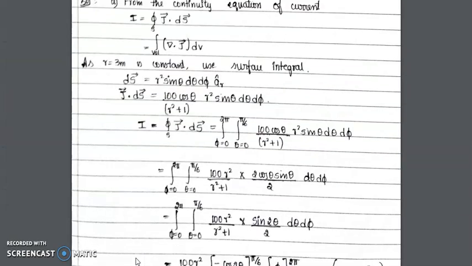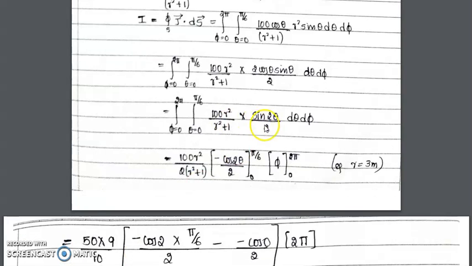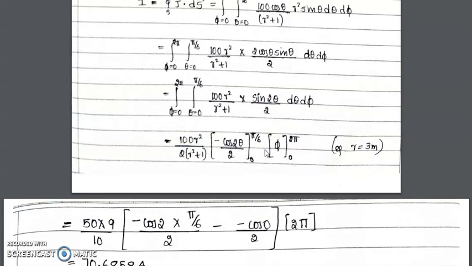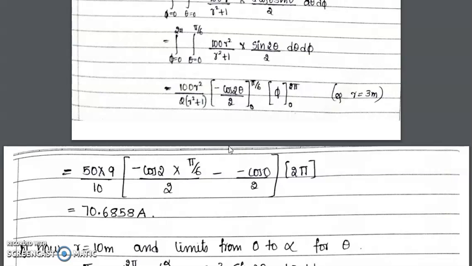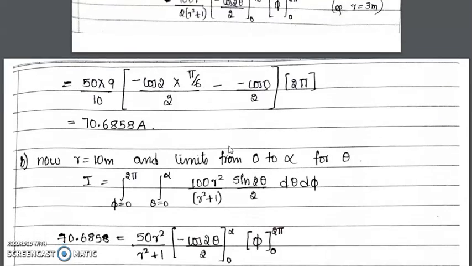In this calculation, whenever I substitute theta equal to pi by 6 or 2 pi, I have to keep my calculator in radian mode. Then you will get the correct answer. If you keep the calculator in degree mode, you will get the answer wrong.